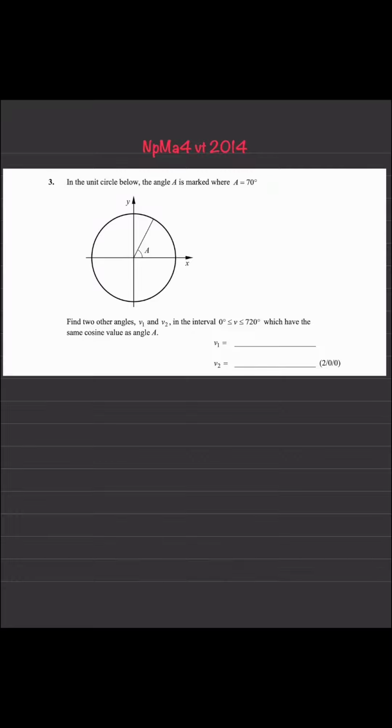Hello, in this video I'm going to solve problem 3 from this national exam. In the unit circle below, the angle A is marked, where A is equal to 70 degrees. Find two other angles, nu1 and nu2, in the interval 0 degrees less than or equal to nu less than or equal to 720 degrees, which have the same cosine value as angle A.